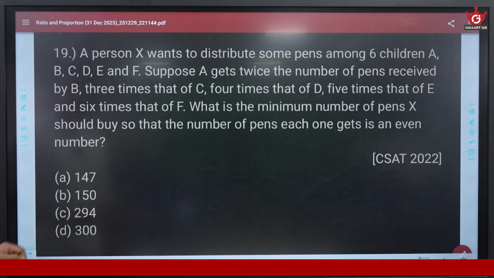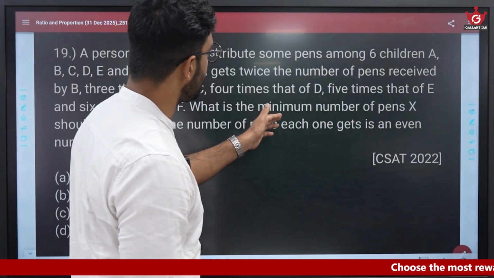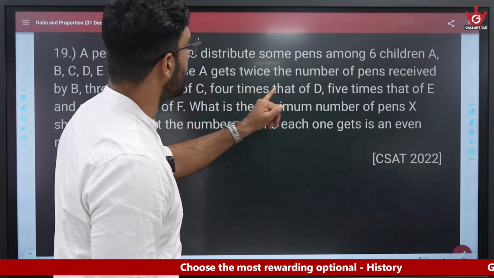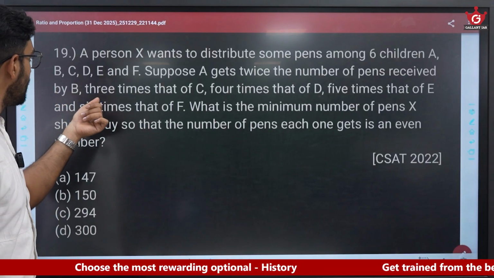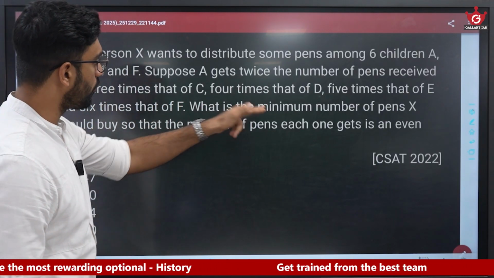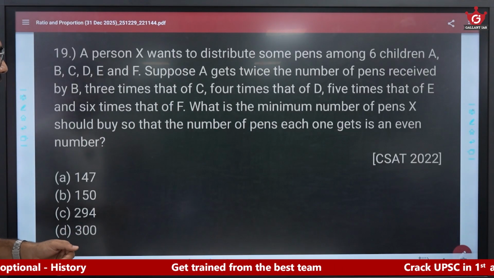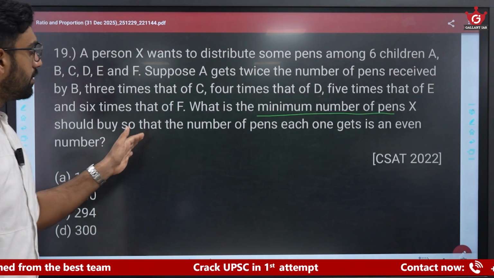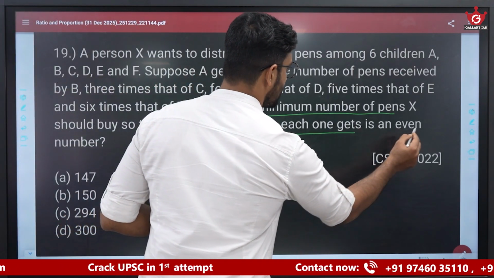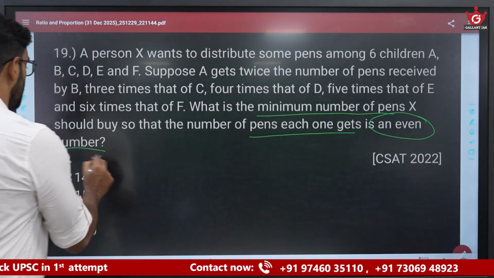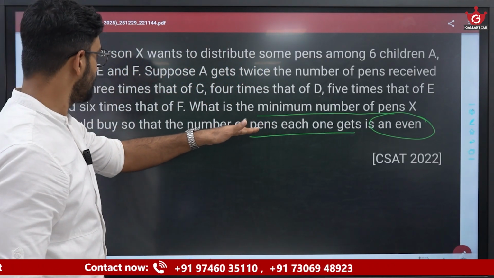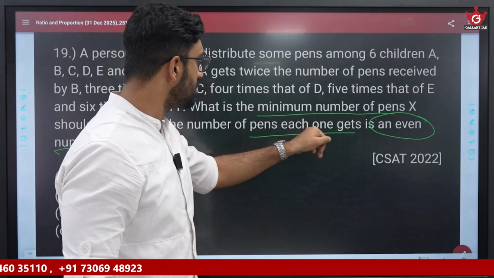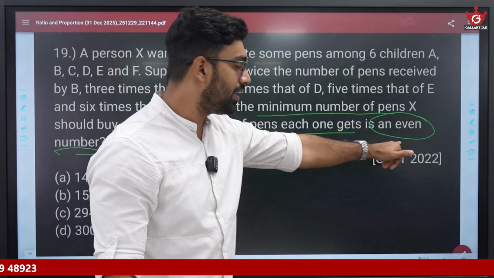Next is, a person X wants to distribute some pens among 6 children, A, B, C, D, E and F. Suppose A gets twice the number of pens received by B, 3 times that of C, 4 times that of D, 5 times that of E and 6 times that of F. What is the minimum number of pens X should buy so that the number of pens each one gets is an even number? So the condition is that we need to find the minimum number of pens, and the number of pens each one gets must be an even number.